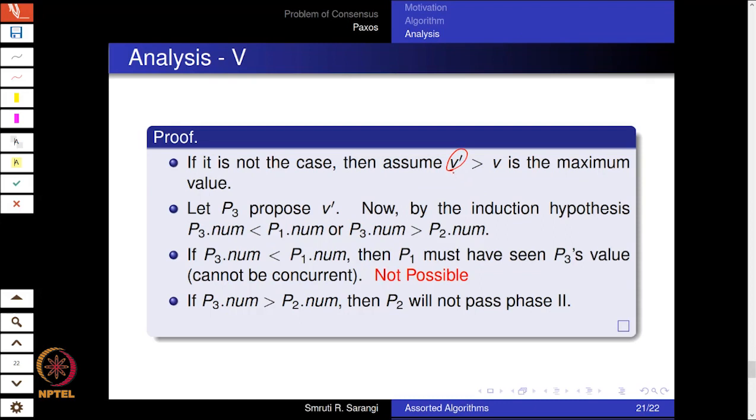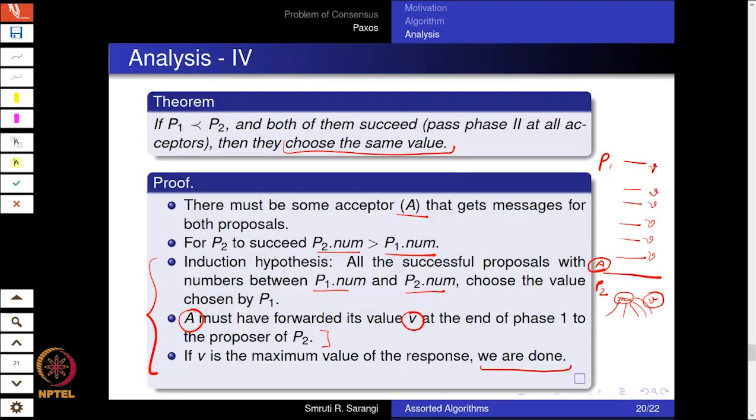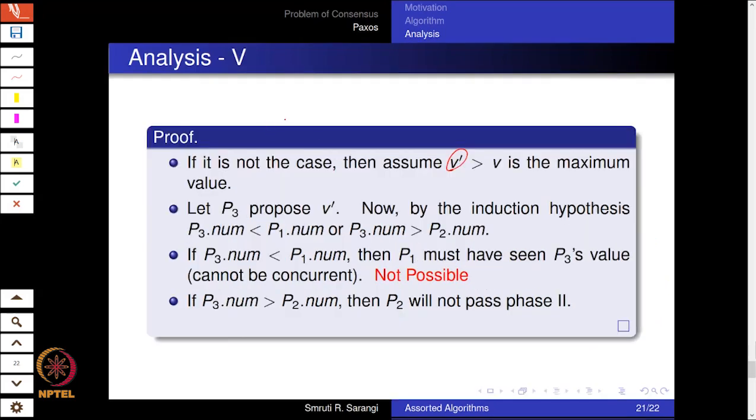Since a value V dash is chosen, and since V is proposed, we cannot choose any value that is less than V. Whatever we choose, since it's a max operation, has to be V dash, and V dash has to be greater than V, assuming we are choosing something which is not V. So let us assume that proposal P3 proposes V dash. By the induction hypothesis, we are assuming that all the proposals between P1 and P2, not including P2 of course, all choose V. So what would actually be happening? All of them propose and choose V.